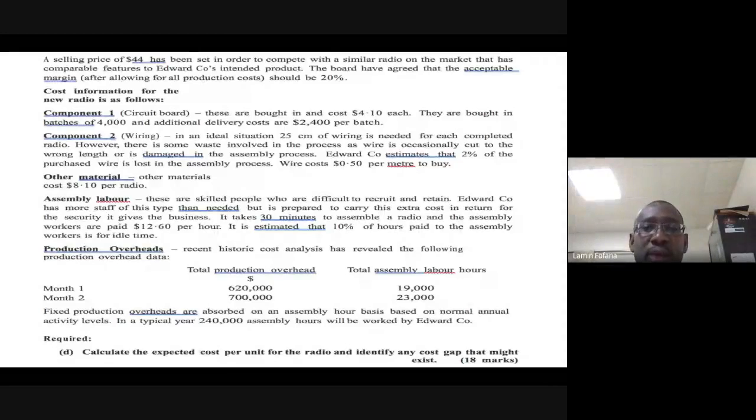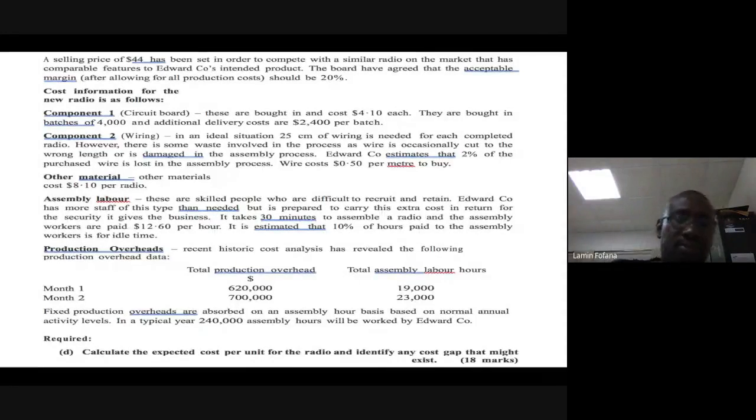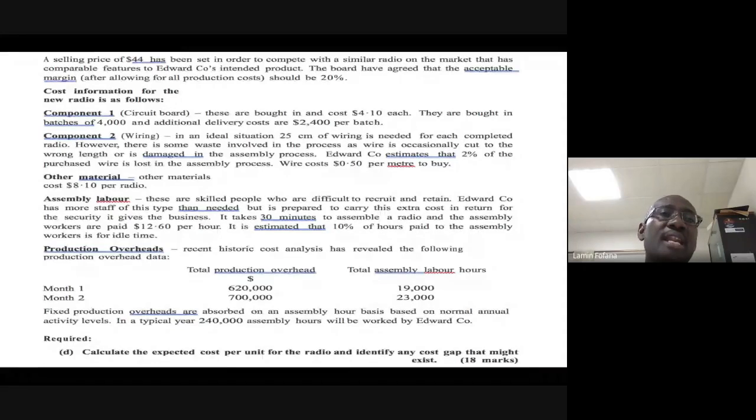Read everything so that when you give in your written aspects of it, you'll be able to make reference to what has been stated on the question. Okay? So a selling price of 44 has been set in order to compete with a similar radio in the market. So what is that selling price? That's the target selling price, isn't it? After doing our market research. Okay? So, and so on and so forth. So we have to read the case.